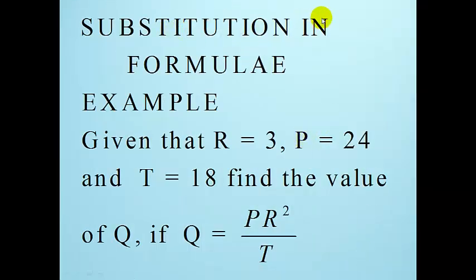Now let's look at substitution in formula. Example, given that r equals 3, p equals 24, and t equals 18. Find the value of q if q equals p r squared over t. Now we are asked to find q. We are given p to be 24 from the question. We are given r to be 3, and we are given t to be 18. So this is just a matter of substitution. Let's see how best we can find q.